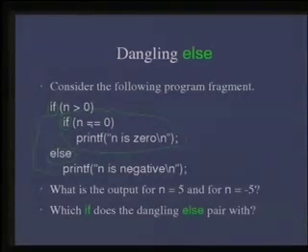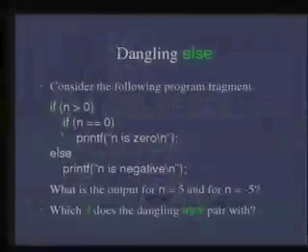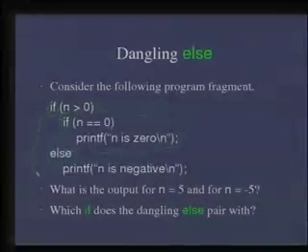So now if n is 5, n equal to 0 evaluates to false, and therefore the else part is executed, which prints "n is negative". That is, for n equal to 5, what the program prints is "n is negative", which is of course probably not what we wanted. And similarly, we'll see that for n equal to minus 5, if this else is associated with this if, then the result is not what we expect, because if n is minus 5, then we first evaluate n greater than 0. It is not, and there is no else for this if, so nothing happens.